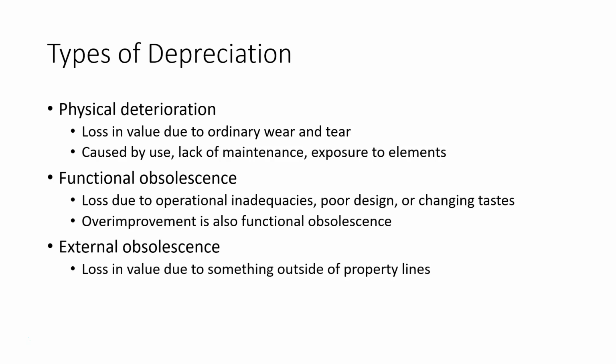If we over-improve a property, we put that $20,000 bathroom or $20,000 kitchen into a home that doesn't deserve it, that is also a form of functional obsolescence. And we have external obsolescence. It's a loss in value due to something outside of the property boundaries. In other words, something which has nothing to do with the owner of the home. Maybe there have been condominiums built opposite when once upon a time I could see the beach, or there's a factory just down the road going up, and that sort of thing.